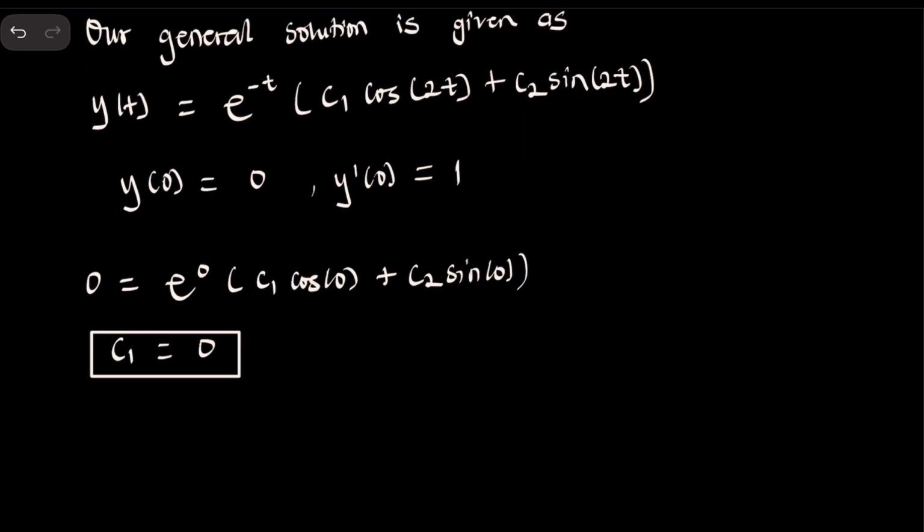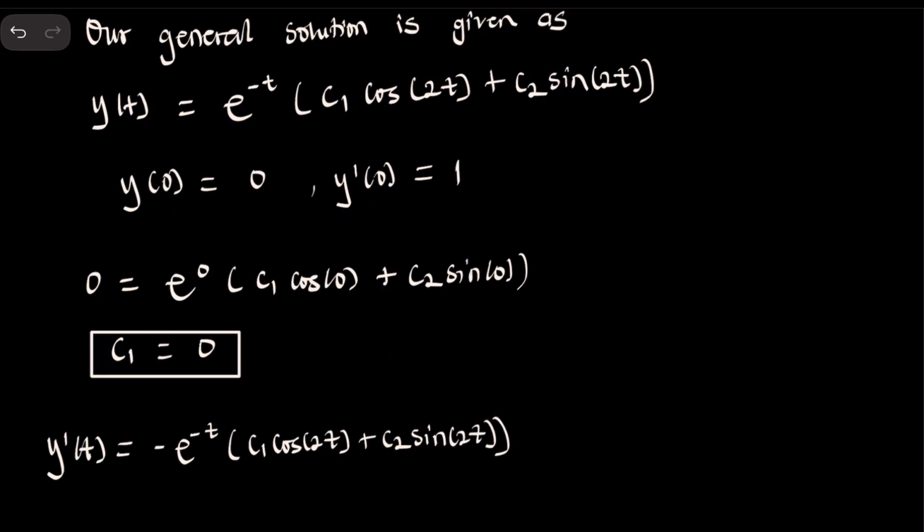To compute c2, we need to differentiate y of t. And to differentiate y of t, we need to apply the product rule. So let's differentiate y of t. Y prime of t is equal to, so here we are going to keep this guy. Then we differentiate e exponent minus t. So that's going to give us minus e exponent minus t multiplying c1 cosine of 2t plus c2 sine of 2t.